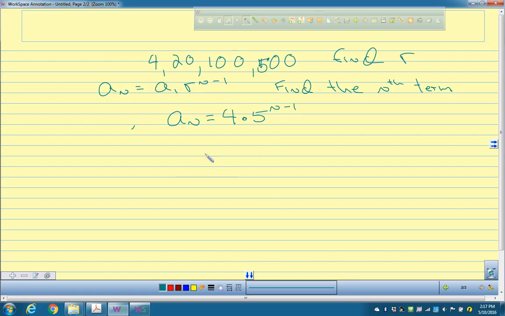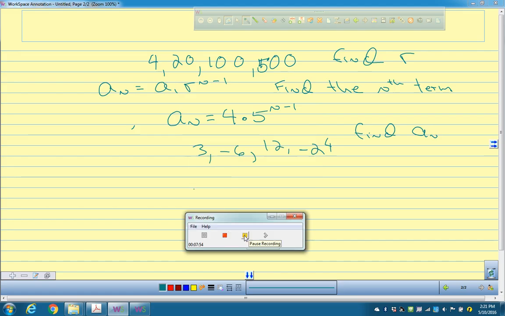How about this one? 3, negative 6, 12, negative 24. Find A sub n. What am I multiplying by each time? That's what you're trying to figure out.